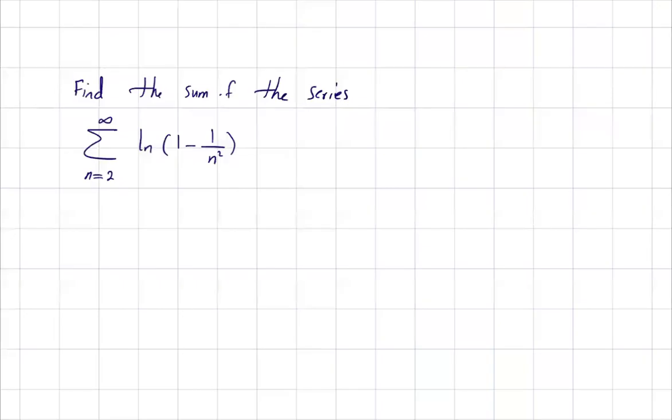What is the sum of the following series? We have the summation of ln of 1 minus 1 over n squared. What are we going to do? We're going to apply algebra so we can recognize telescoping pattern.